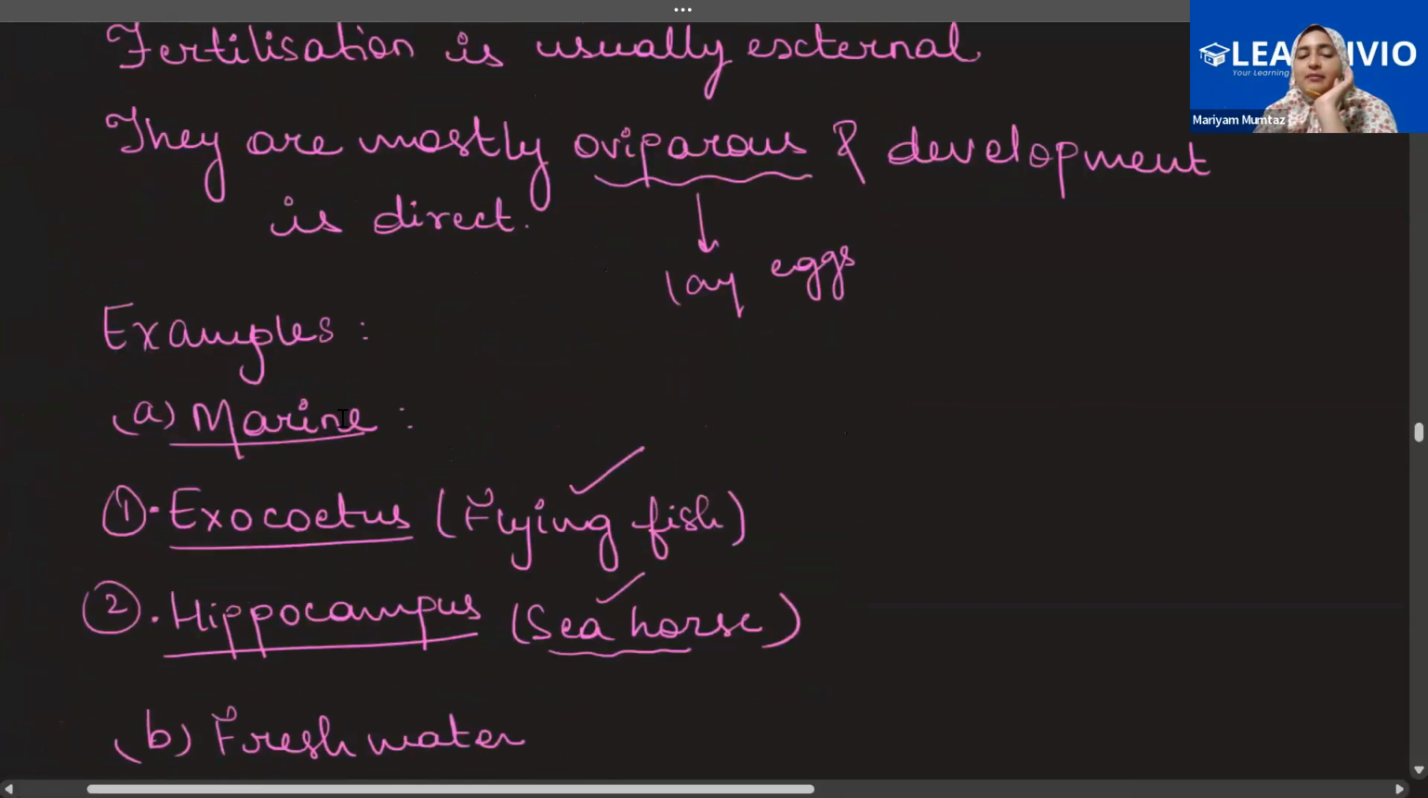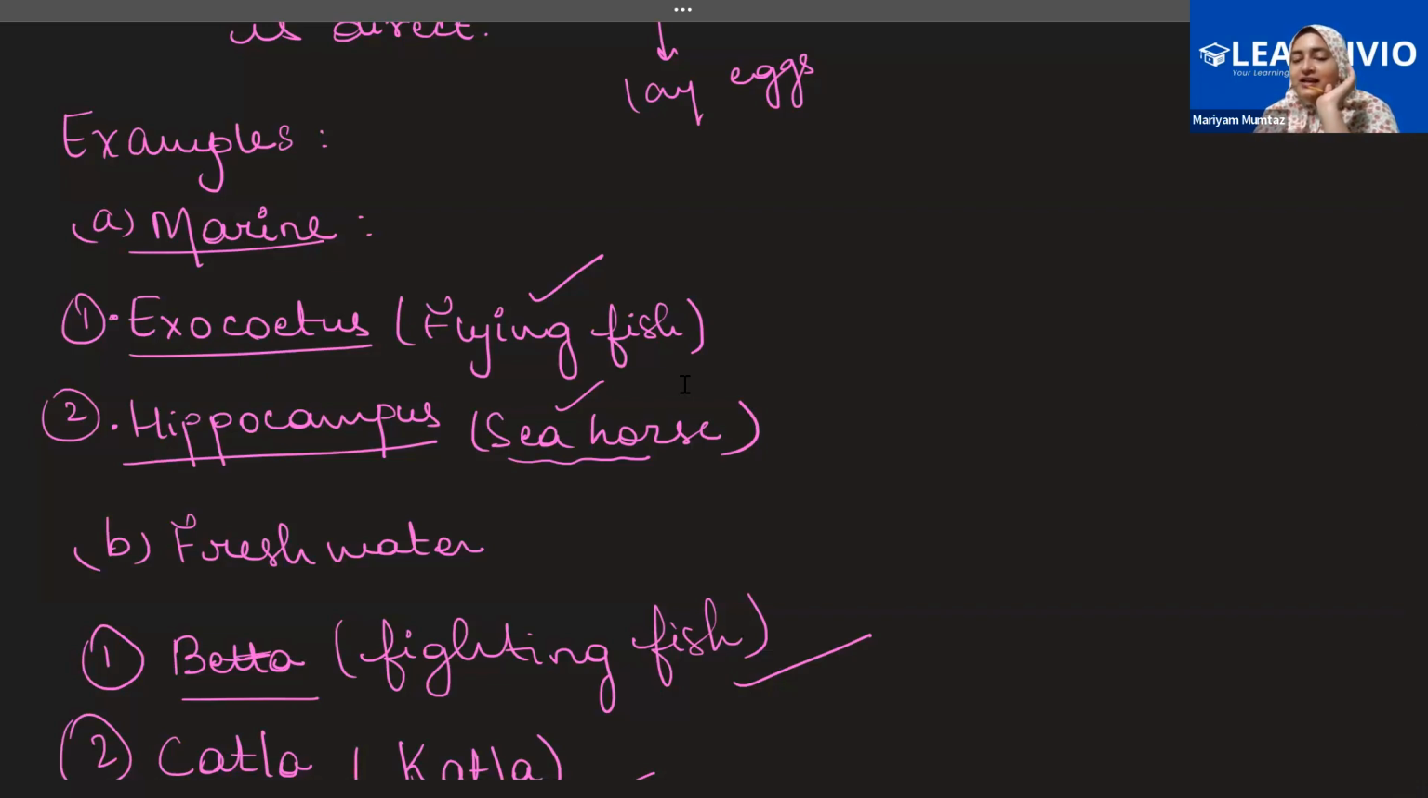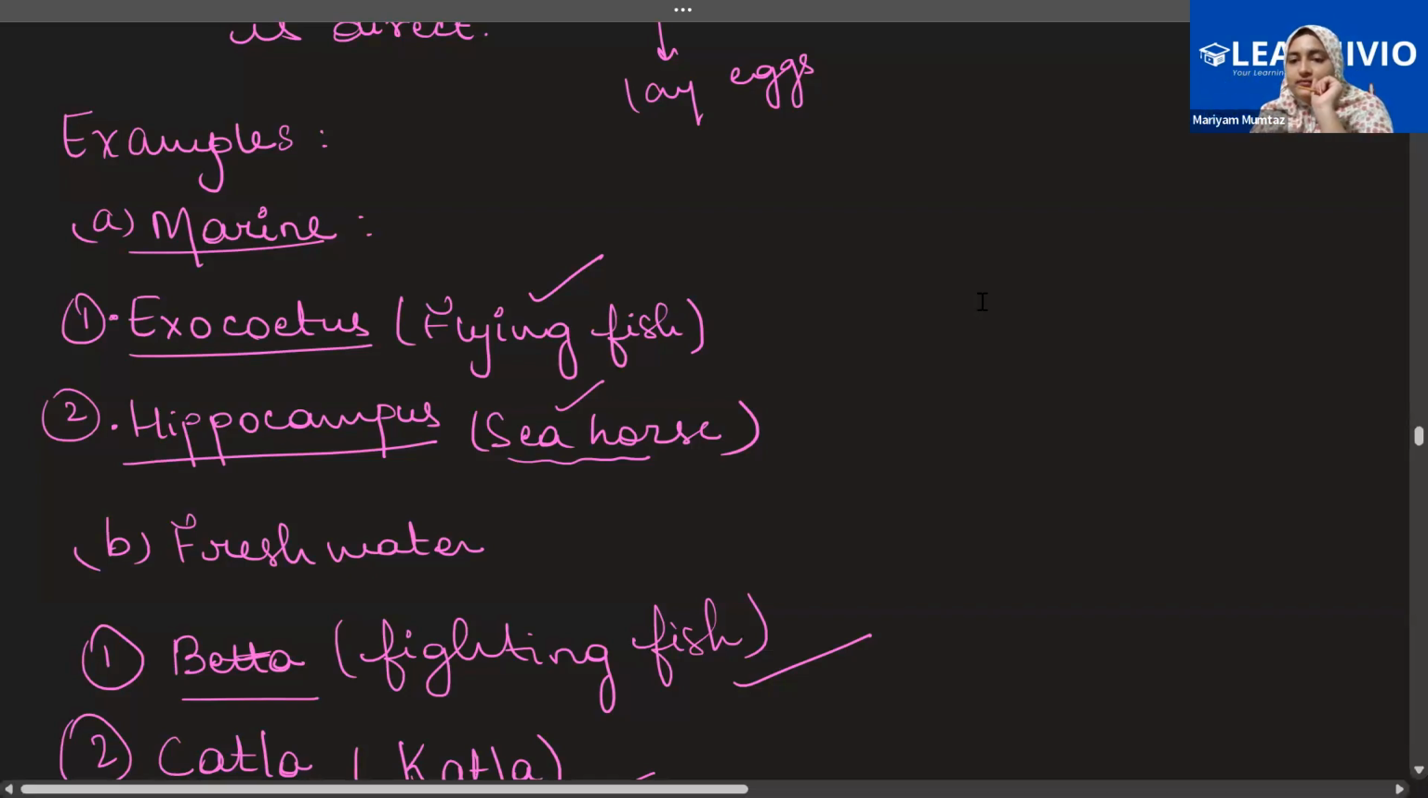Talking about the examples of the marine Osteichthyes, we have Exocoetus, that is flying fish. Then there is Hippocampus, which is seahorse. So these two are the marine fishes, marine Osteichthyes. And see, the word flying fish doesn't mean that it flies. Flying fishes do not fly. The way they swim and come out of the water, it sort of looks like they're flying, but they're not flying. That is why the name is flying fish. And then seahorse, all of you have seen, right?